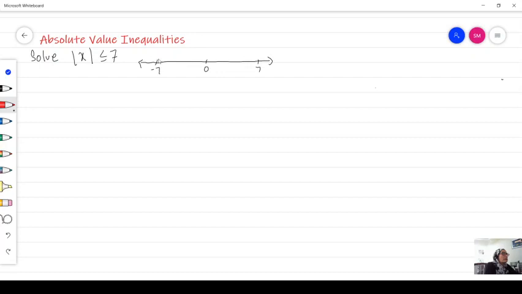Now negative 7 is included because it's less or equal. This one is also included because less or equal, and all the numbers between them are included for the solution of this absolute value inequality. The way we should read this, actually, the absolute value is a distance. So if it's a distance from 0, then from 0 it's less than or equal to 7, which means 7 and negative 7, and between them all the numbers included.